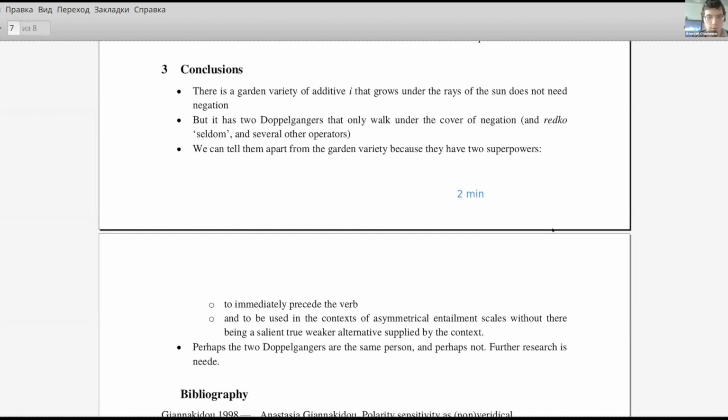Perhaps those two different E are kinds of the same particle, and further research is needed to explain the fact that they are used in a bit different contexts. Thank you for your attention.